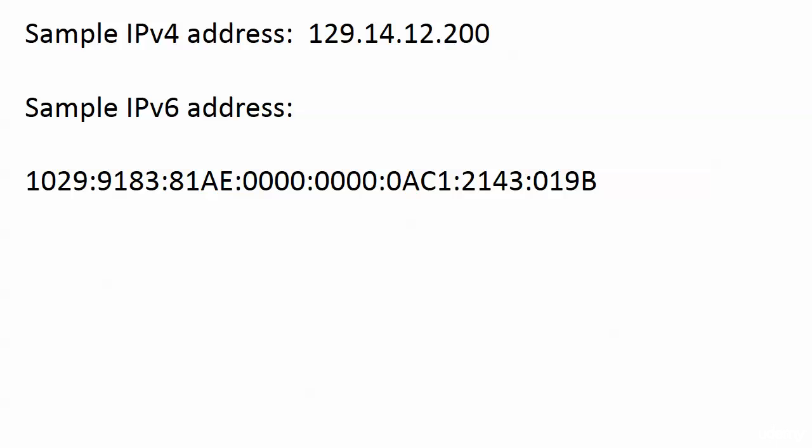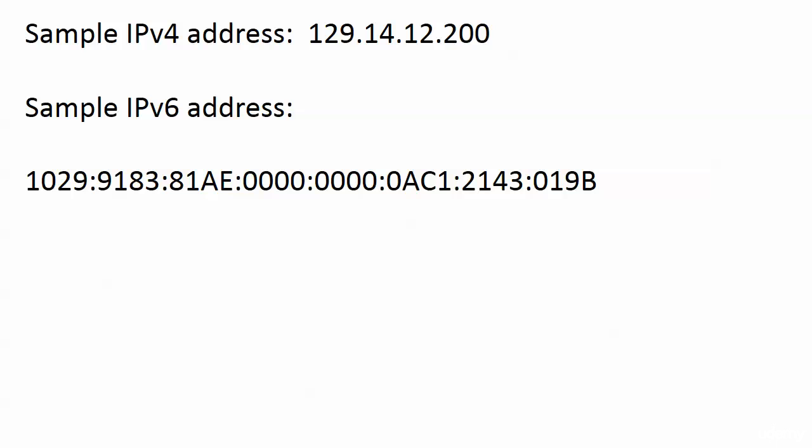Just a sample version 4 address, 129.14.12.200. Well, there was a day for every single one of us where you didn't know what that was. You looked at 129.14.12.200, so what's that? How do we get that? And you learned it, and now you use it, and you don't even think about it. It's like counting from 1 to 10. At one point in your life, that was difficult. And now you're just like, 1, 2, 3, 4, without thinking about it. You will be the same with version 6 addresses.